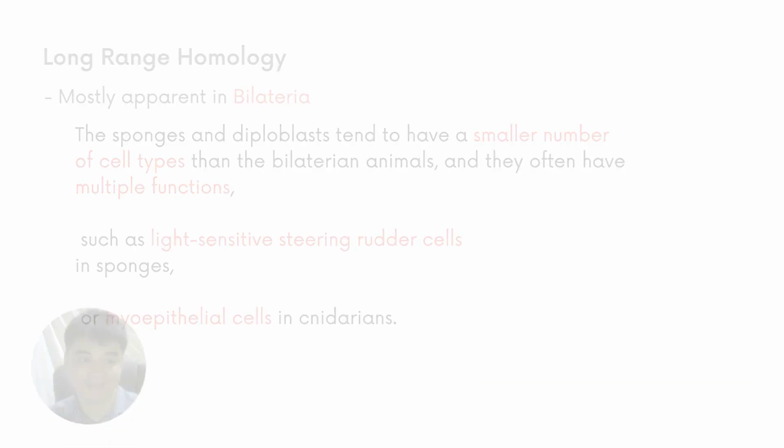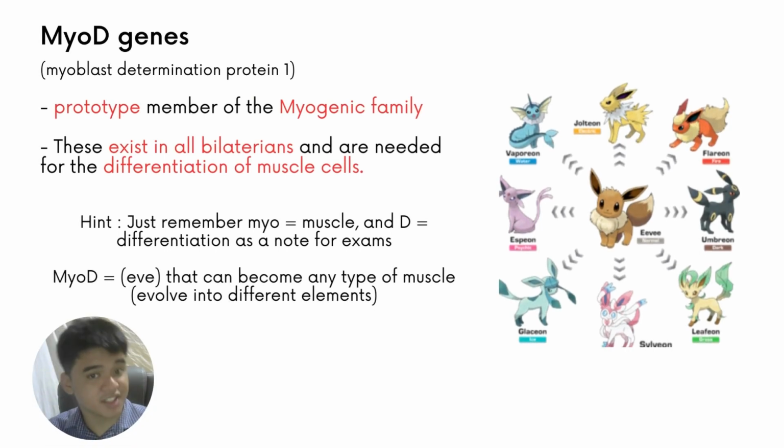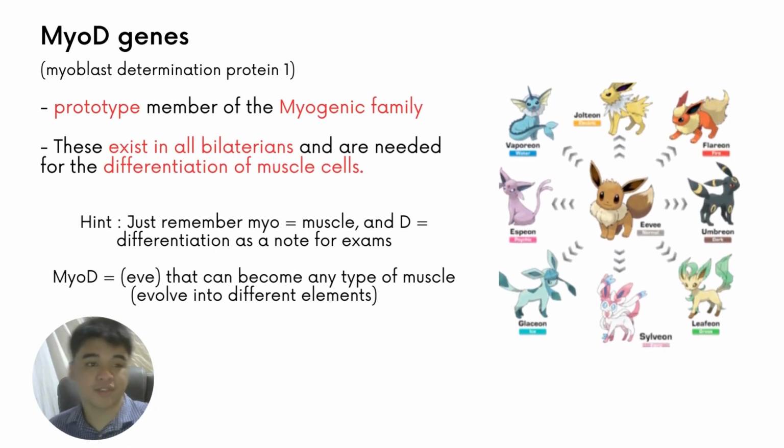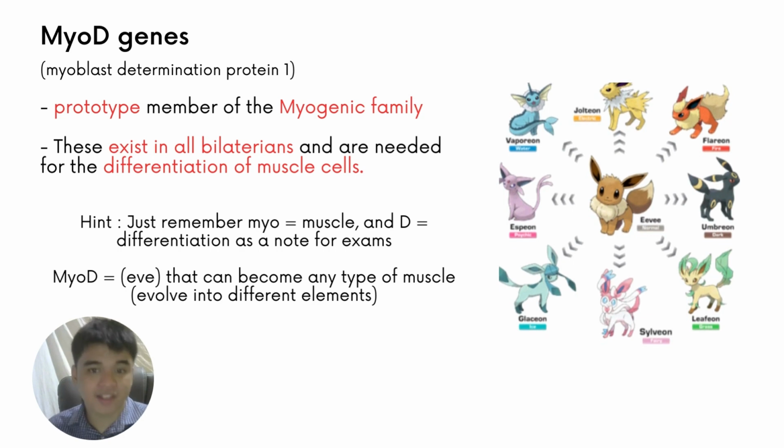They have multiple functions. And now we have the MyoD genes, which is myoblast determination protein 1, that is the actual name. It is the prototype of the myogenic family. They exist in all bilaterians, and they are important for differentiation of muscle cells. Just remember MyoD. Myo is myosin, which is muscle, and D, differentiation. You need that for your exams.